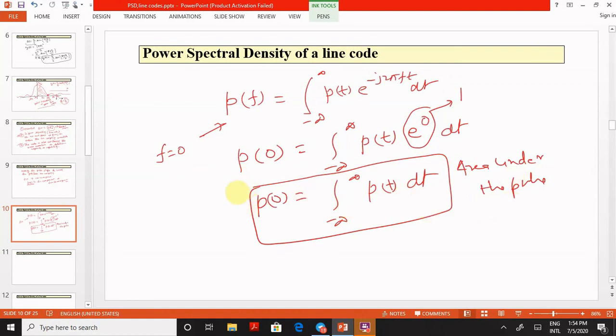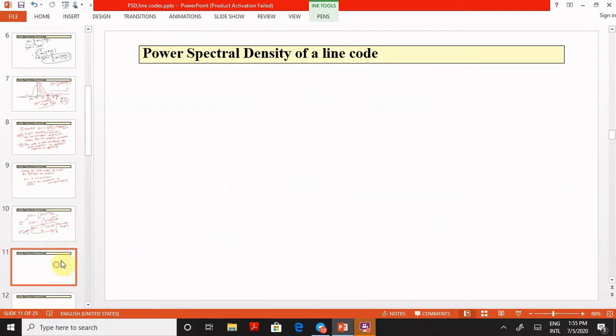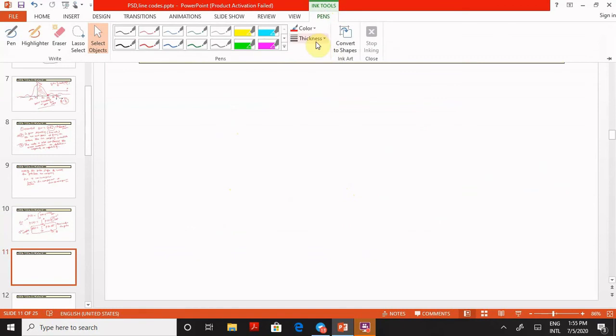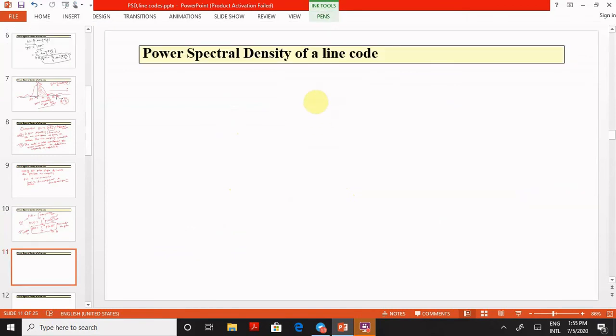So if you want to make P(0) equal to 0, it means the area under the curve during the integration over the whole time period should be equal to 0. With this property, definitely there will not be the problem of AC coupling. It means we can achieve that at f equal to 0, the power will be 0. So with this property, the modification we can suggest is a pulse like this.